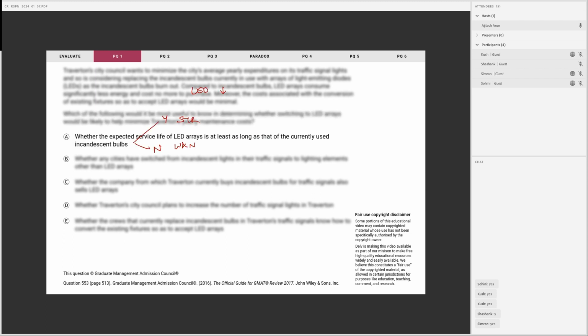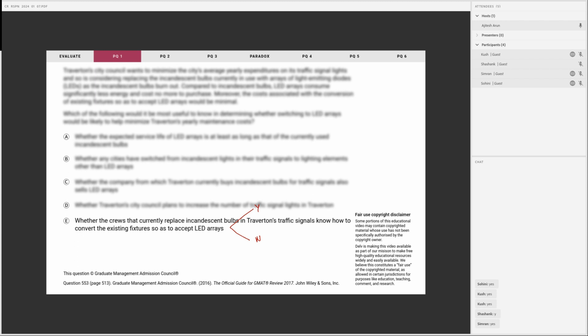Awesome. And now let's finish with E. Why is E out? It's again irrelevant. Why is it irrelevant? If the crew does not know how to replace, the council can get a different crew, maybe. Absolutely. So there is nothing over here that tells us that the same crews that currently replace the incandescent bulbs are the ones that have to convert the existing fixtures so as to accept LED arrays. That switch over to LEDs could be handled by somebody else for all we know.